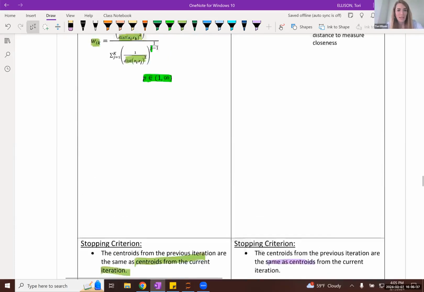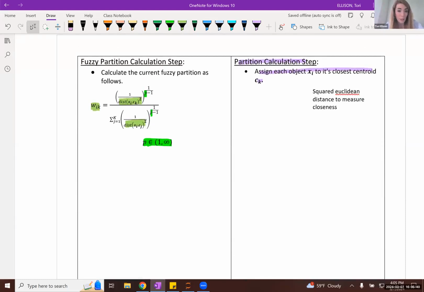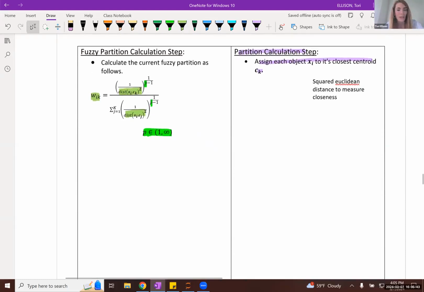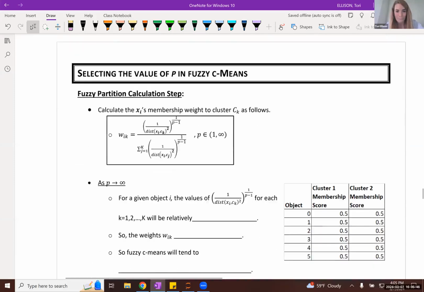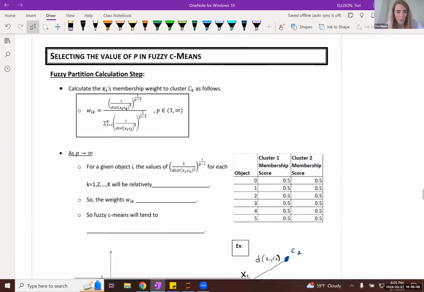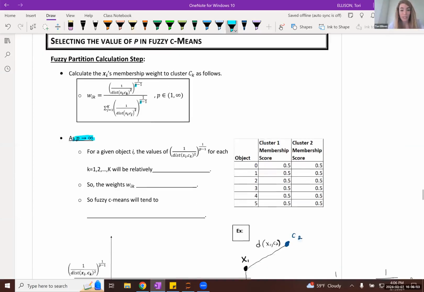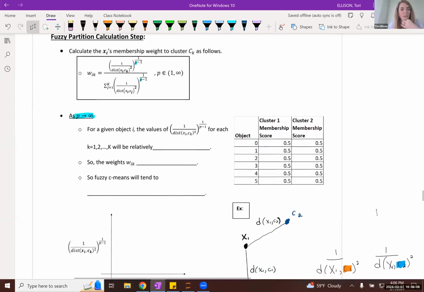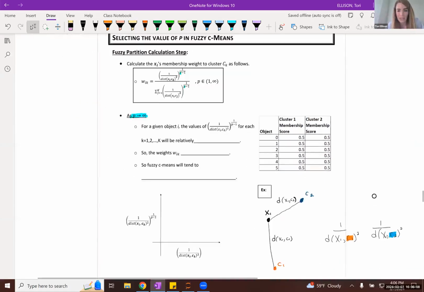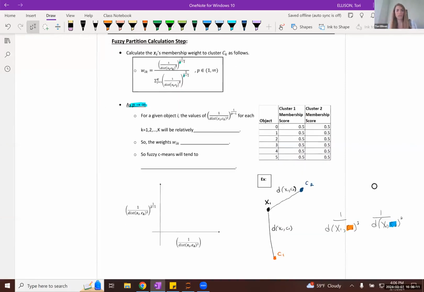All right, so let's focus a little bit more on this equation that we use for the fuzzy partition update or calculation step. We want to think about what exactly this fuzziness parameter is doing in the algorithm. In other words, we'd like to explore what kind of results we will end up getting as this p parameter is set to be higher and higher. So let's think about what we might end up seeing here.